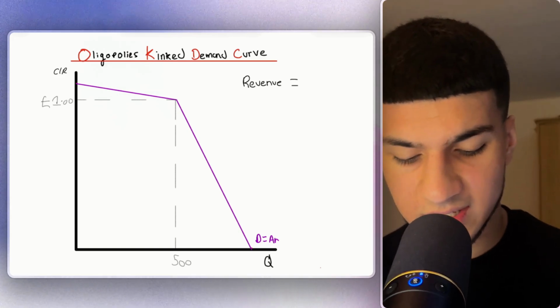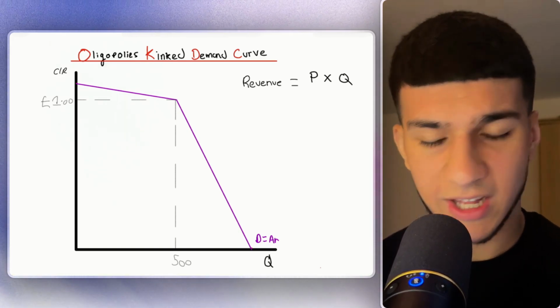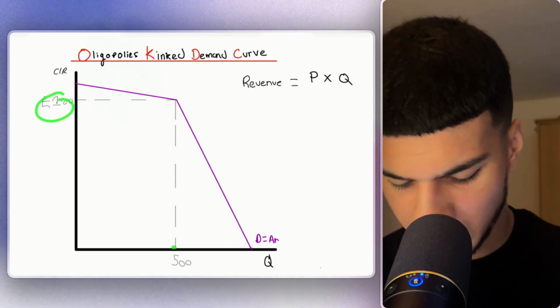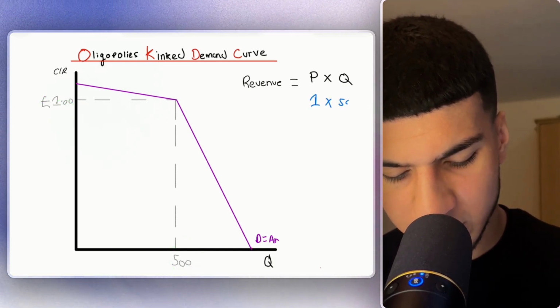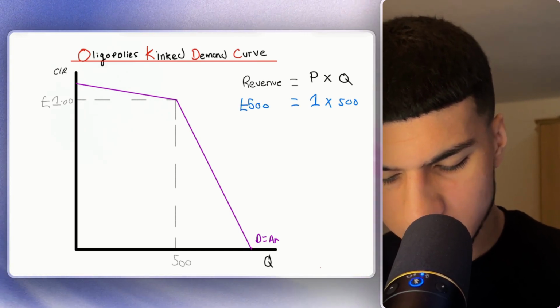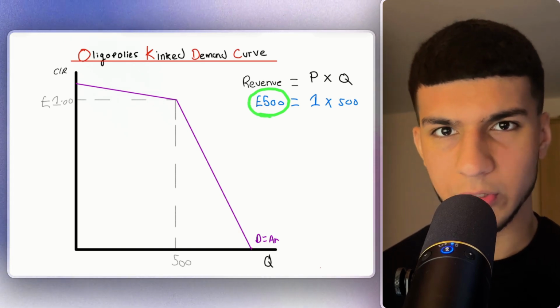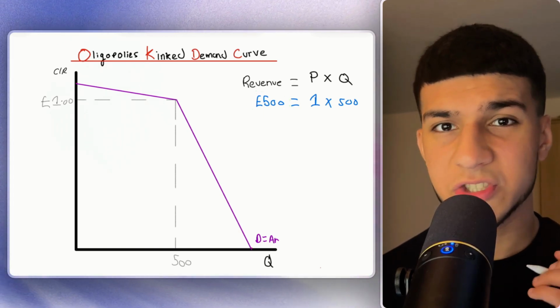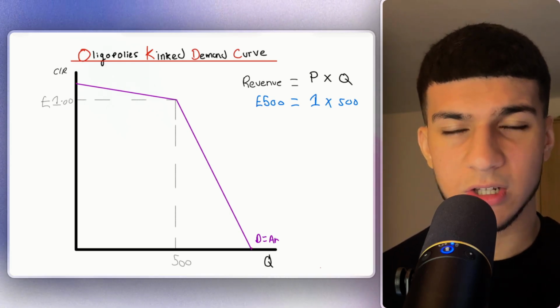Revenue is calculated by price multiplied by quantity. So let's calculate the revenue here. You have £1 and a quantity of 500. So 1 times 500 will of course get us a revenue of £500. Now let's imagine a firm is sick and tired of just receiving £500 revenue and wants to aim for more. One strategy they can use to do that is price wars. And what do price wars include?